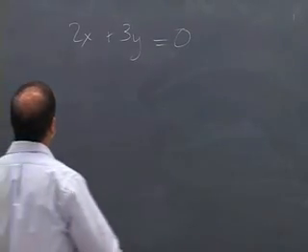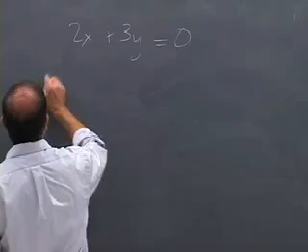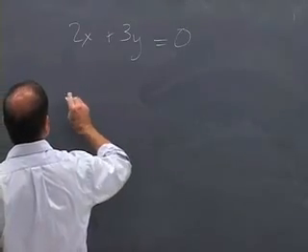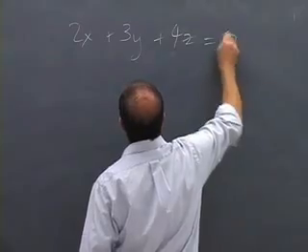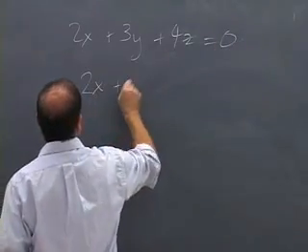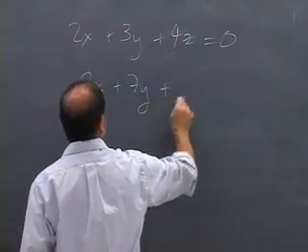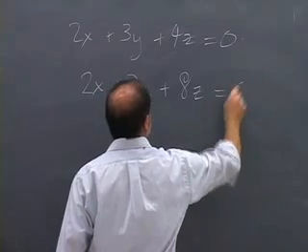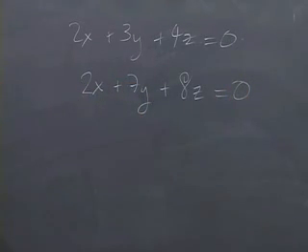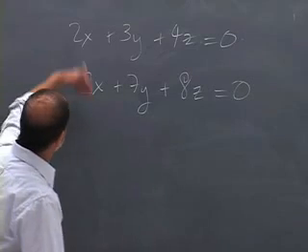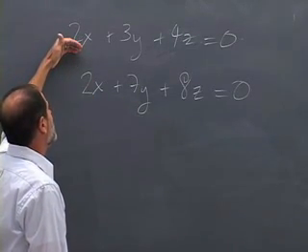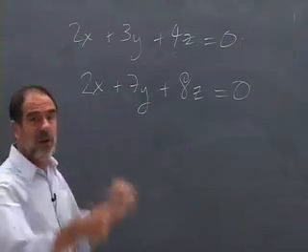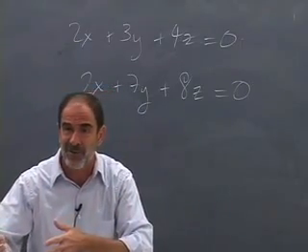And likewise, if you started with two equations, plus 4z equals 0, and 2x plus 7y plus 8z equals 0. If you had two equations and three unknowns, then you could also find a non-trivial solution. You just eliminate one of the variables by subtracting one of the equations from the other. Then you get one equation and two unknowns, and we know how to solve one equation and two unknowns.